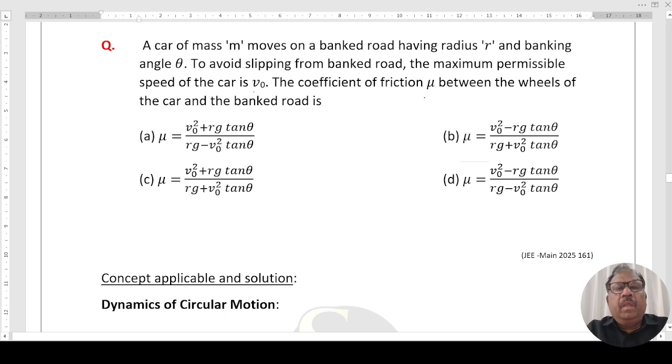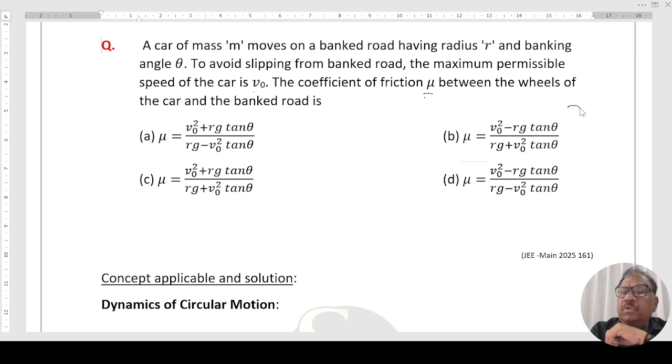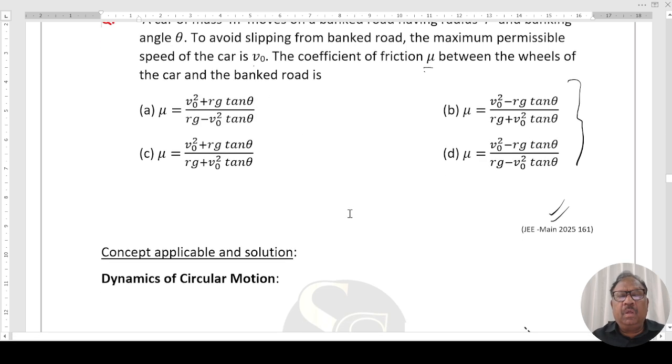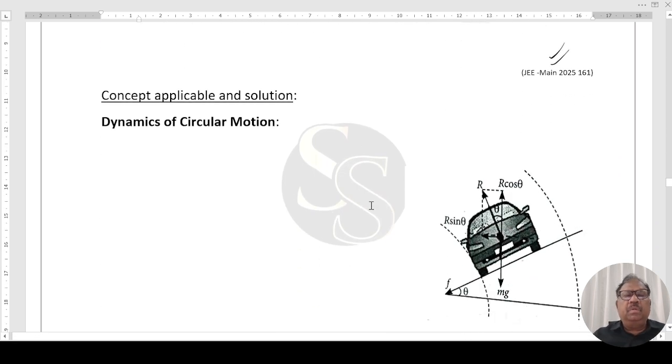The question is: a car of mass m moves on a banked road having radius r and banking angle theta. To avoid slipping from the banked road, the maximum permissible speed of the car is v0. The coefficient of friction is mu between the wheels of the car and the banked road. Four options are given, one of the options is correct. The question is taken from JEE Main 2025.